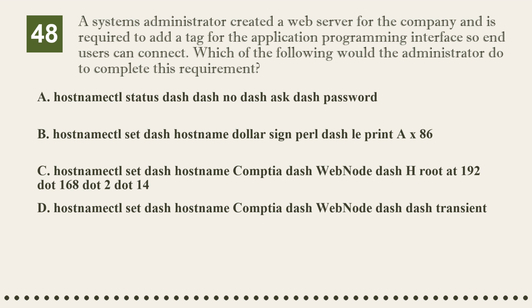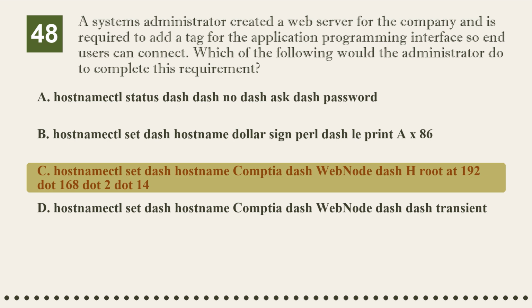Option A, hostnamectl --no-ask-password. Option B, hostnamectl set-hostname with a string of special characters. Option C, hostnamectl set-hostname CompTIA-webnode-hroot@192.168.2.14. Option D, hostnamectl set-hostname CompTIA-webnode-transient.